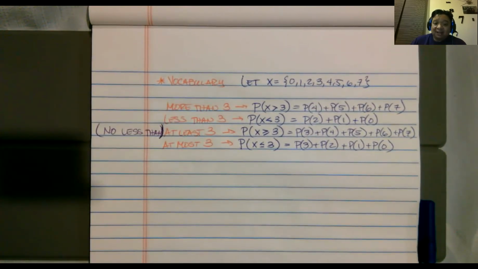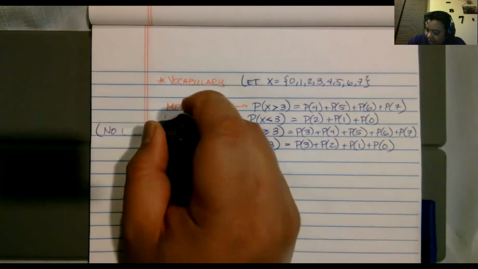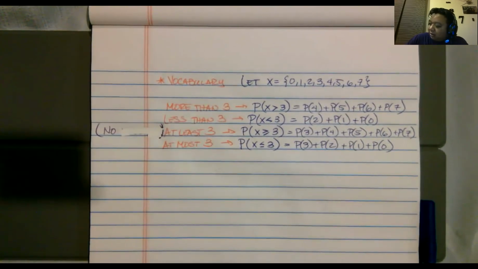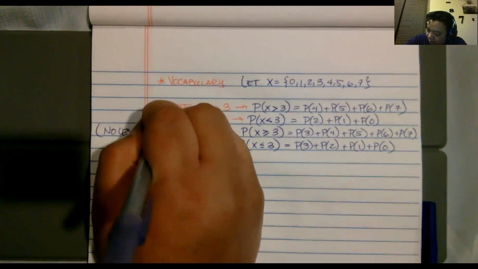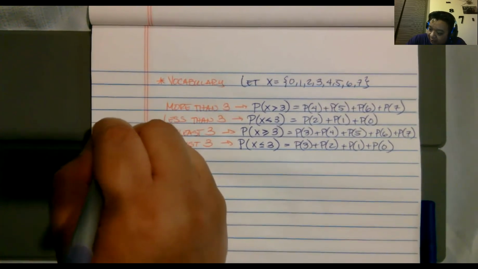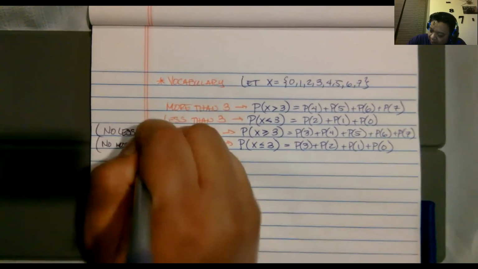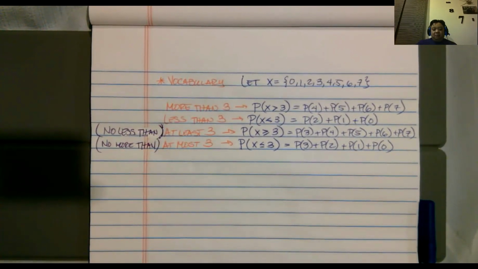So no less than 3 is the same thing as at least 3. Let me move so you can actually see the N on there. So no less than 3. And then at most is the same thing as no more than 3. Questions? Any questions on these?